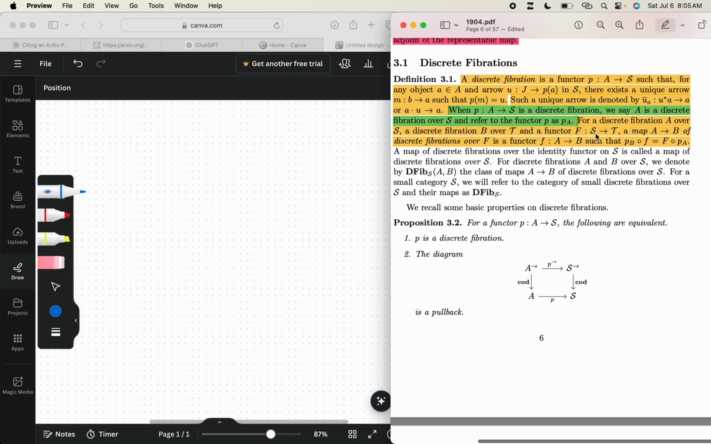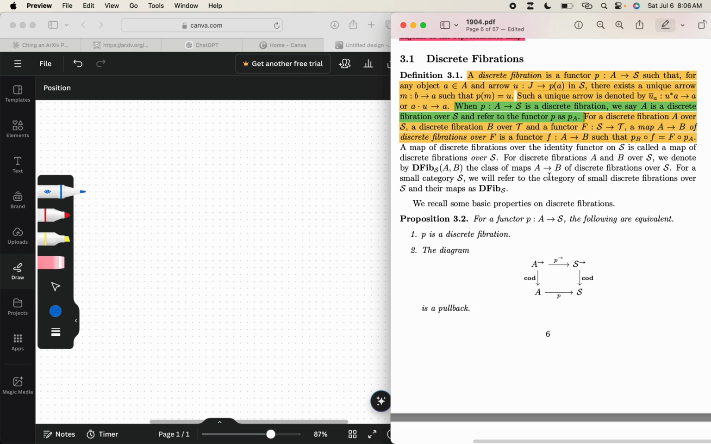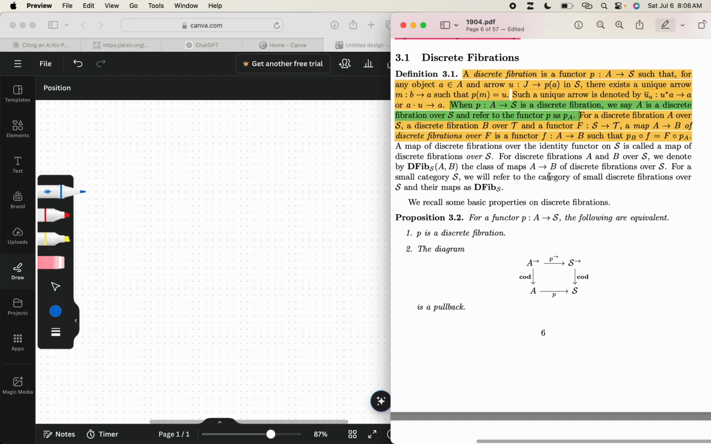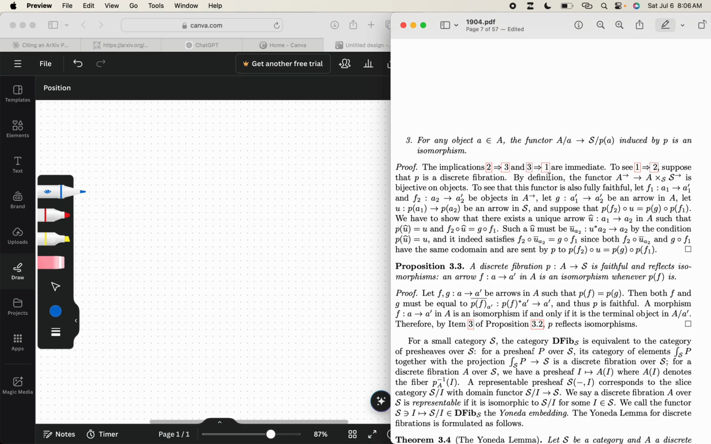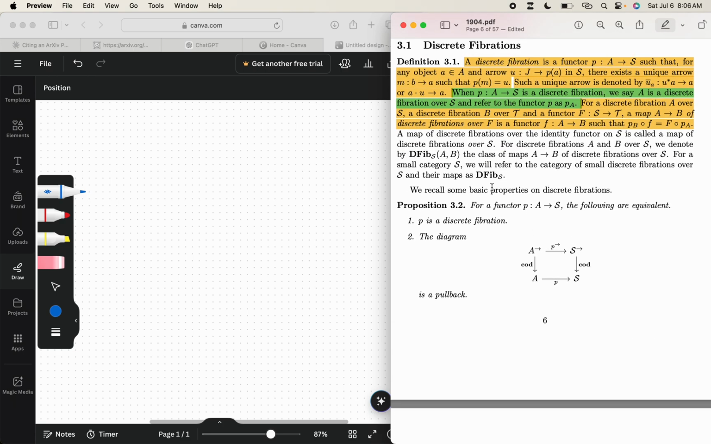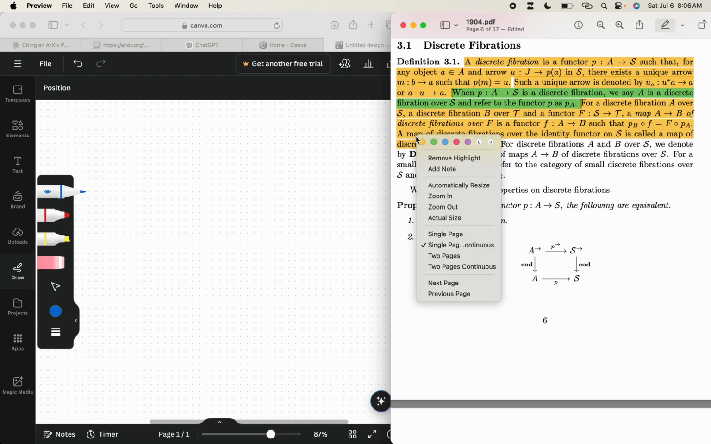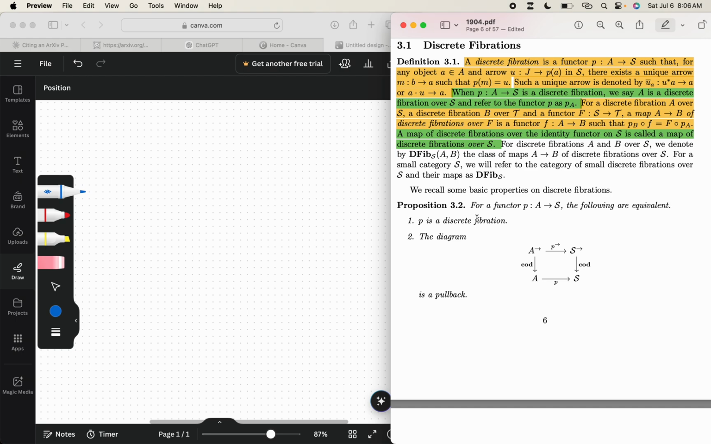A map of discrete vibrations over the identity functor. Okay, for discrete vibrations A and B over S. Right now my mind is getting tired, and I should take a break, but because I'm filming myself, I want to challenge myself to get somewhere, maybe to here. That would be pretty cool. A map of discrete vibrations over the identity functor on S is called a map of discrete vibrations over S.